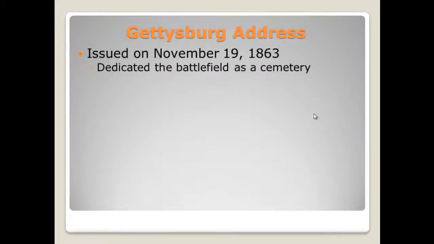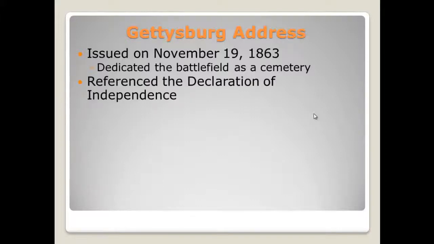Okay, the Gettysburg Address also happens in 1863. This is issued on November 19th, 1863, and Lincoln dedicated the battlefield as a cemetery. And he referenced the Declaration of Independence in this address. And he says "four score and seven years ago," which stands for 87 years ago, or 87 years prior to 1863, which was 1776.